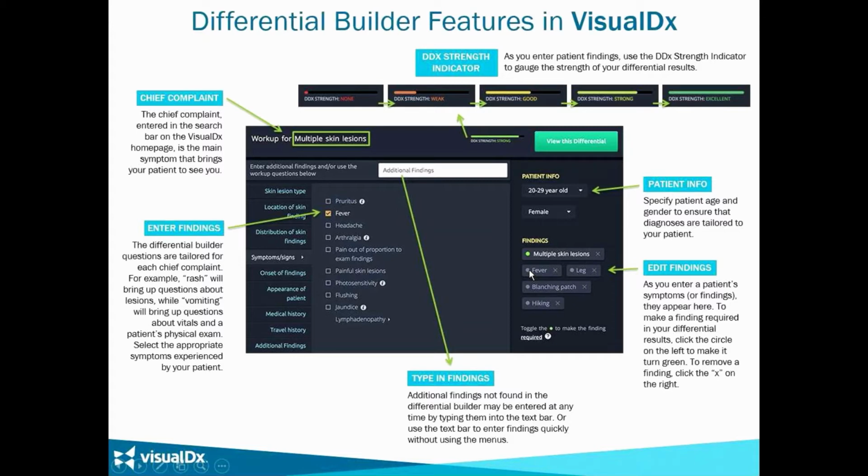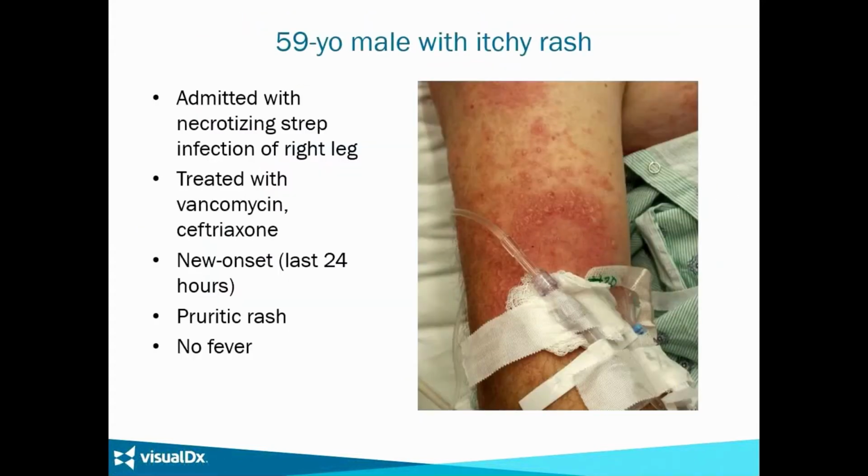So I want to walk you through a case. This was a 15-year-old male who presented with an itchy rash. He had been hospitalized for a week or two with a necrotizing strep infection of the right leg, and he'd undergone several debridements. He'd been treated with vancomycin and ceftriaxone, and this rash was new in onset in the last day or so. It was intensely itchy, affecting his sleep. He didn't have any fever, and they consulted us to say, what is this? What do we do about it?